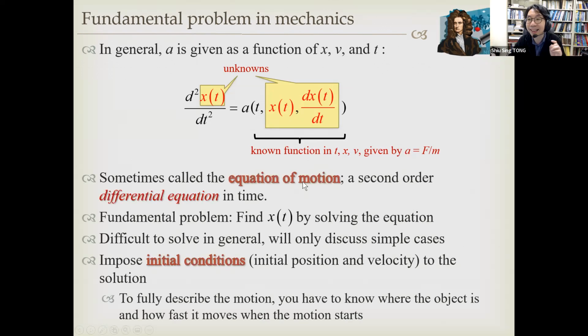And this equation is known as a differential equation. This differential equation is sometimes known as the equation of motion, because if you are able to solve this equation of motion, then you will be able to describe the motion of the object. You will know the velocity and the position of the object at different times. So our fundamental goal is to set up this differential equation when the acceleration is a known function of t, x and v, and then eventually we aim at solving for x as a function of time.